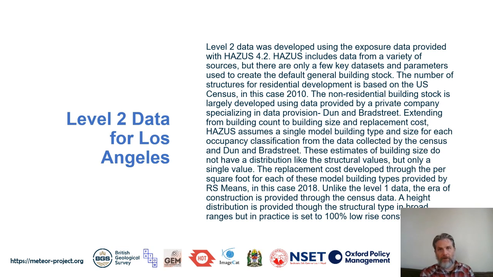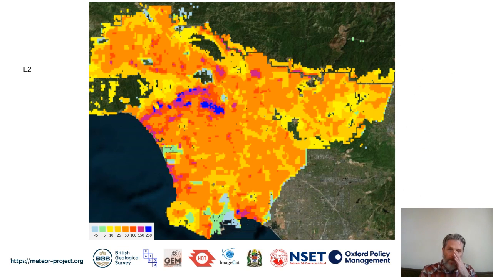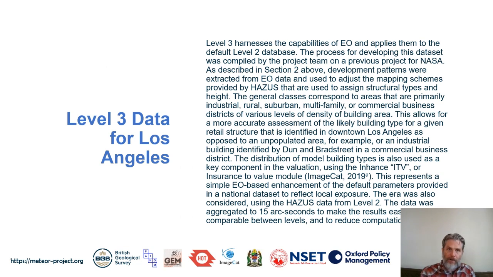And for level 2 data, we took that and just used a basic area weighted distribution to chop it up into those squares, so that it would be a like-for-like product. And here's what it looks like. You can see these large flat areas where things are homogeneous. For level 3, we used work that we had done looking at building exposure data sets, and by we I mean ImageCat in this case, developing an ITV, insurance to valuation, basically using EO data to do a smarter inference of what the replacement cost would be.